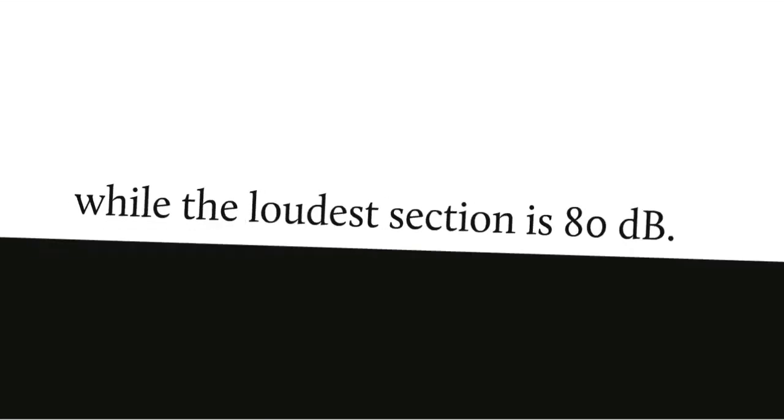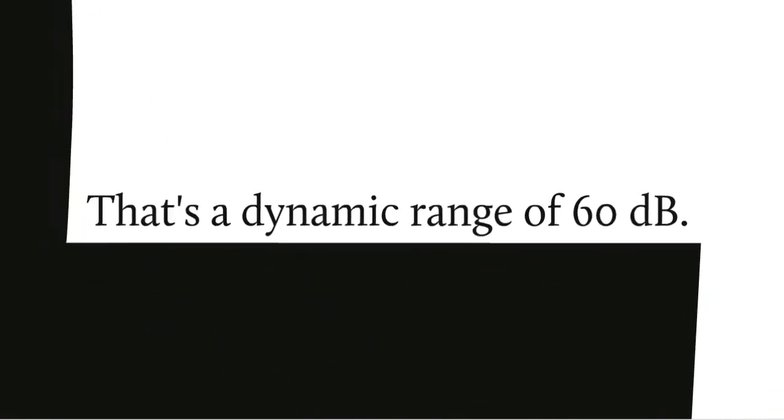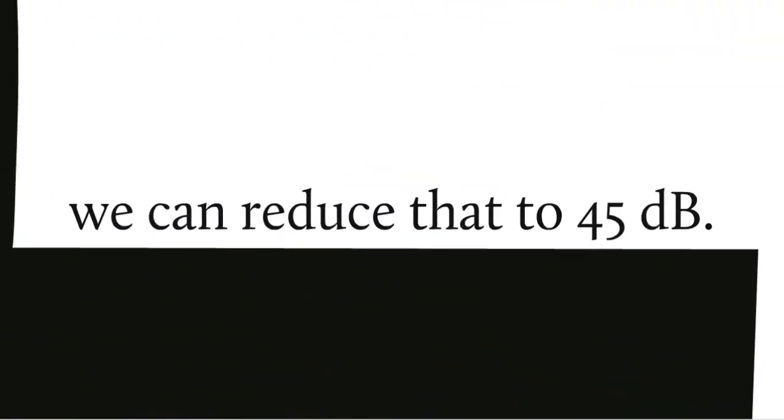Now, if you don't know what dB is, that's fine. It's just a measurement of volume. It's fairly arbitrary. So the quietest was measured at 20, the loudest was measured at 80, and that means we have a dynamic range of around 60 dB. Now, if we add a little compression to the mix, we can reduce that to 45 dB. So it went from 60 to 45.